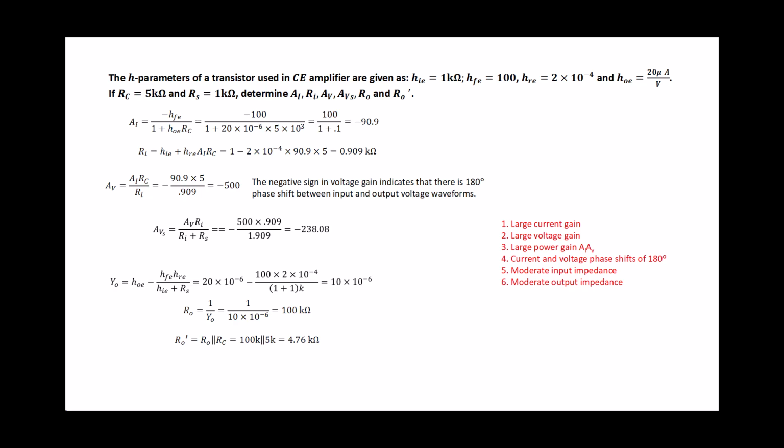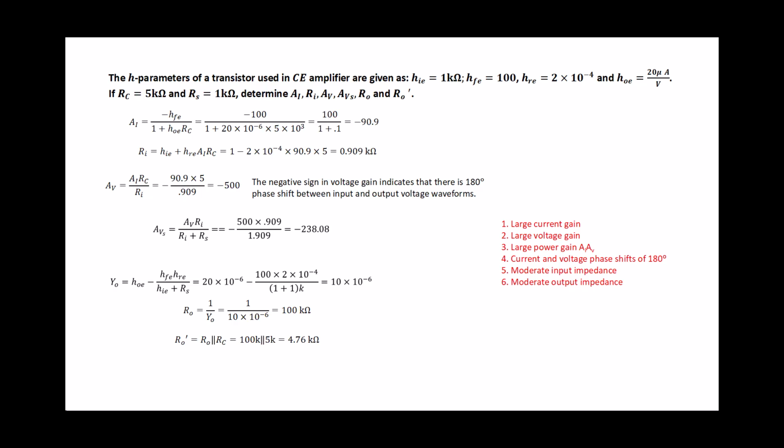hie equals 1 kilo ohm, hfe equals 100, hre equals 2 times 10 to the minus 4 and hoe equals 20 microamps per volt. The collector resistor Rc is 5 kilo ohms and the source resistance Rs is 1 kilo ohm. Our job is to find Ai, Av, Avs, Ro and Ro prime.